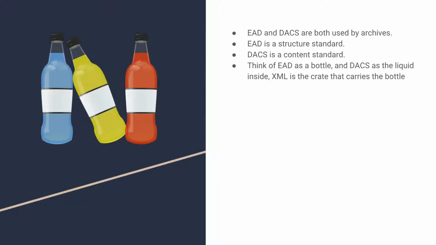Encoded Archival Description, or EAD, and Describing Archives: A Content Standard, or DACS, are both used by archives. EAD is a structure standard, whereas DACS is a content standard. Think of EAD as a bottle and DACS as the liquid inside. XML is the crate that carries the bottle.